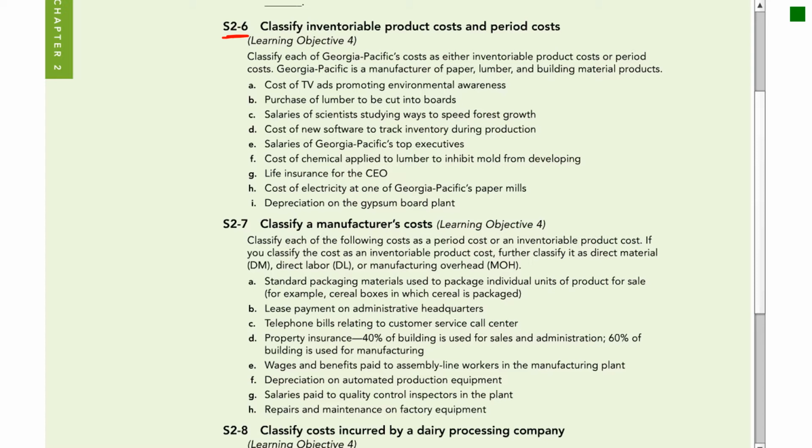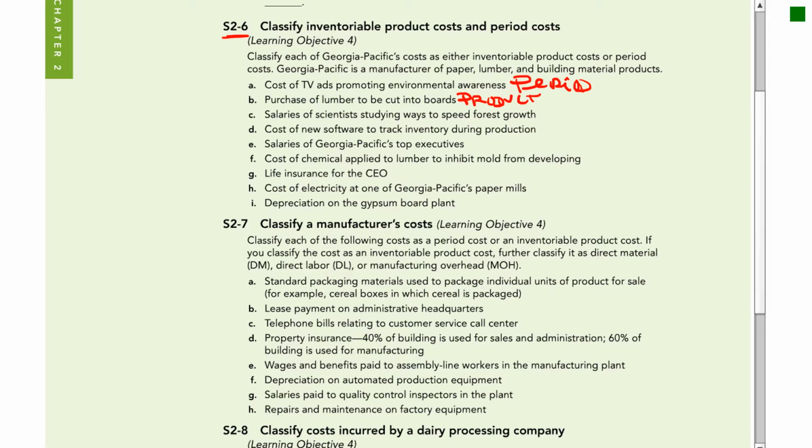So letter A, cost of TV ads promoting environmental services. That's a selling cost, guys. That would be a period cost. So anything that's relating to general sales and admin, look at advertising, all that is non-manufacturing. That would be known as a period cost. Part B, purchase of lumber to cut into boards. Remember, this is what they do. This is part of their product. And because it's part of their product, this is going to be a product cost.